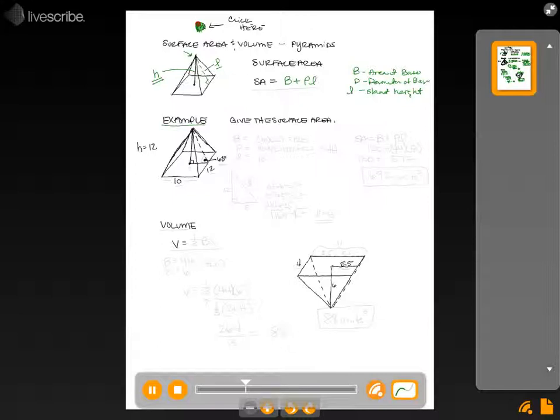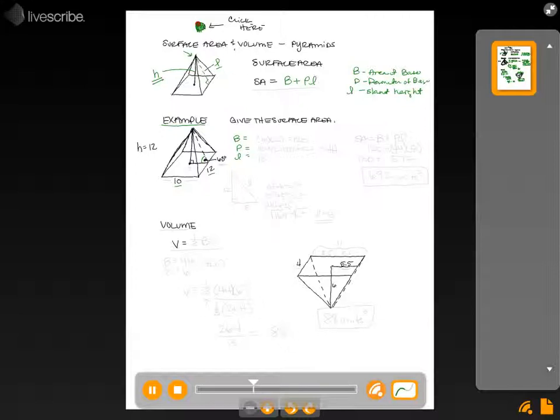Okay? We've got an example here. It says to give the surface area. It tells us that we have 10 and 12 on our base. We have a rectangle for our base, so this is a rectangular pyramid. The height of the pyramid is 12, and this angle here is 60. They do not give us the slant height. So I'm going to list out B, P, and L. I'm going to put down what I already know.